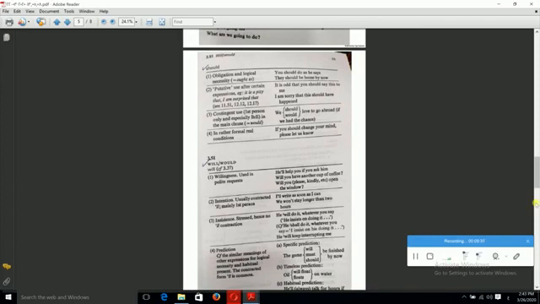Putative use, after certain expressions. Examples: it is a pity that, I'm surprised that, it is odd that. These are what we called mandative subjunctive, dear students. It is odd that you should say this to me. I'm sorry that this should have happened.